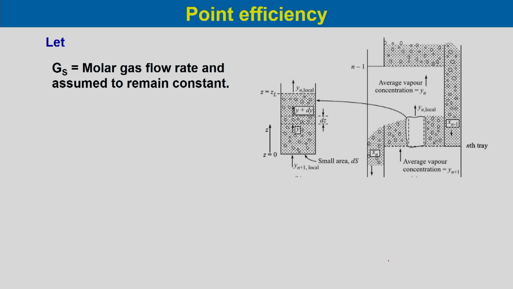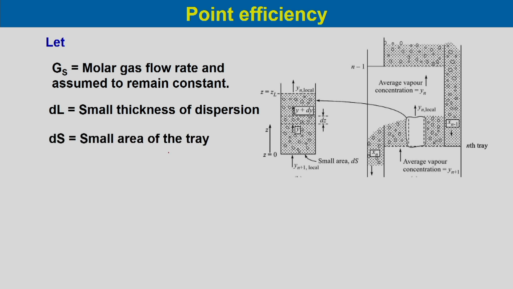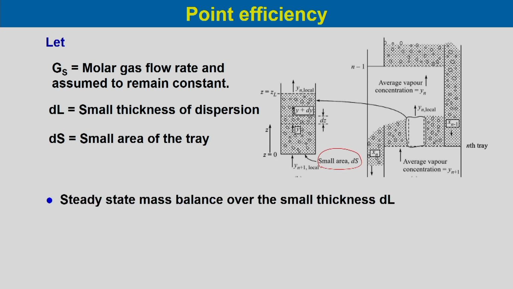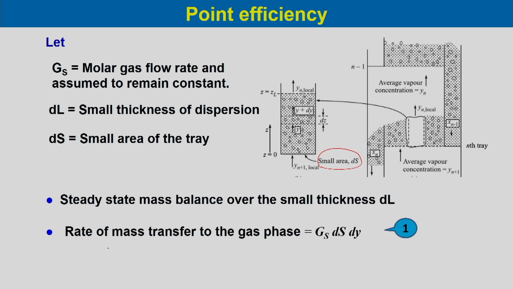Let Gs be the molar gas flow rate, assumed to remain constant. dl is the small thickness of dispersion. ds is the small area of the tray, which is shown over here. Steady state mass balance over the small thickness dl: then we can write the rate of mass transfer of gas as equal to gas flow rate into area into thickness. So, this is the rate of mass transfer: Gs is the molar flow rate, into the differential area of the tray, into the change of concentration dy.